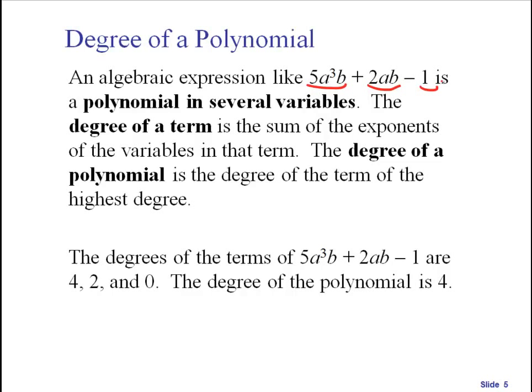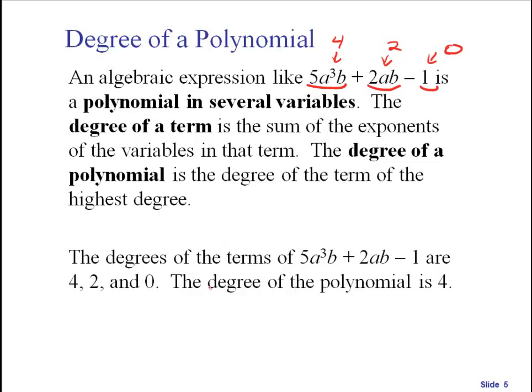So we're looking for the highest total combined power of each term. Well, the last one is a 0 because there's nothing there. There are no variables at all. This one is a 2 because this is power of 1, power of 1. You add those together, right? And this is a degree of, very good, 4. So the degree of this polynomial would be 4 because it's the highest degreed term.